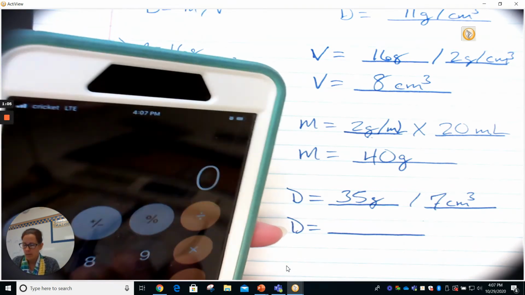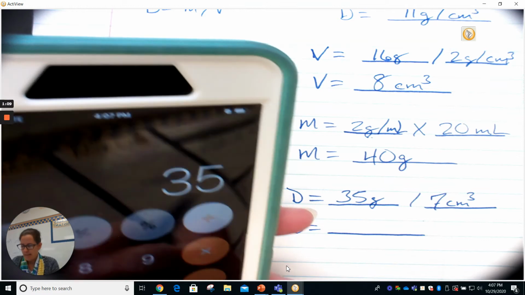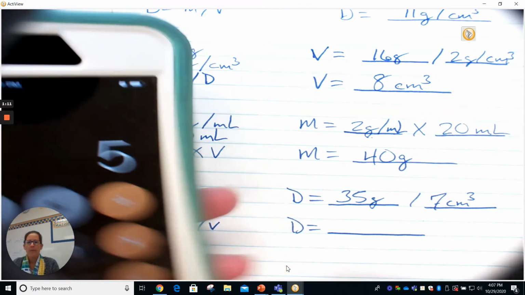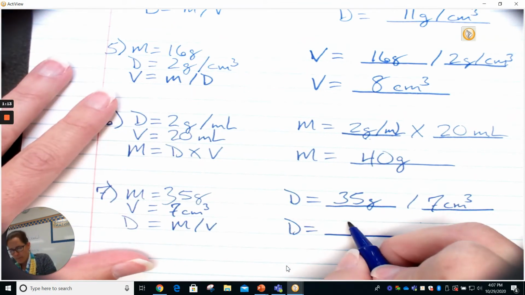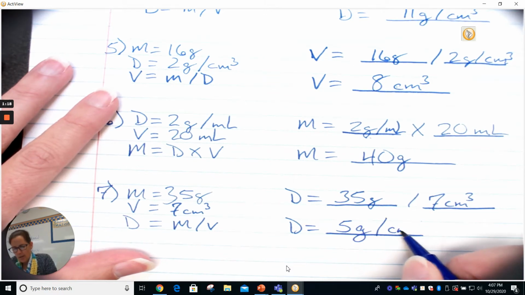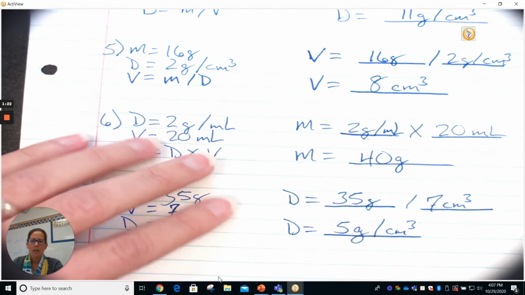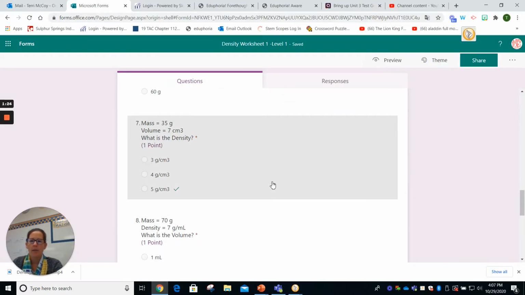So if we type that into our calculator, we've got 35 divided by 7 equals 5. And if we bring those units down, we've got grams per centimeter cubed. So that's number 7. So let's look at number 8.